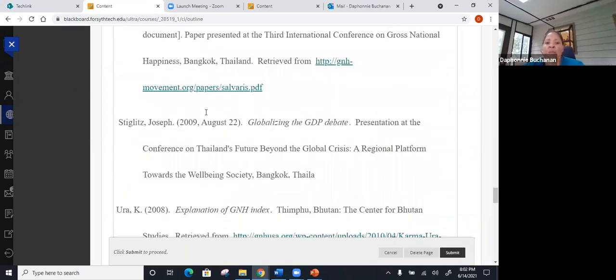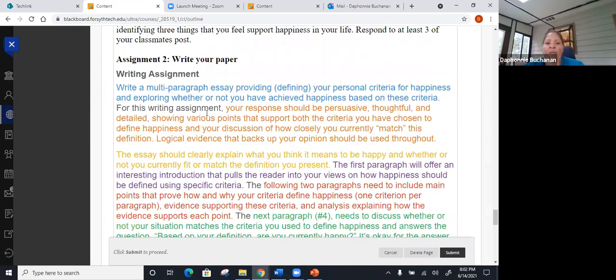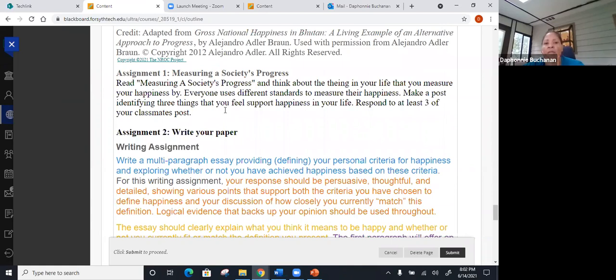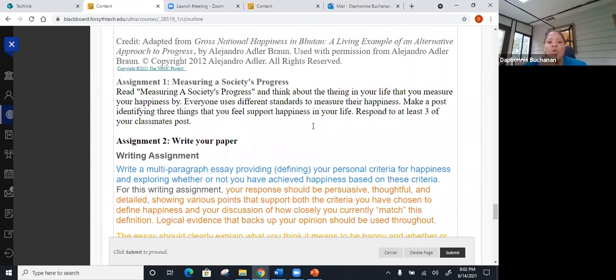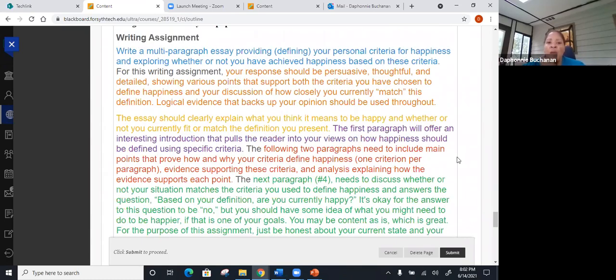It may not be the basis of this paragraph, but it is the basis of what you're going to write about, okay? So you are going to write a multi-paragraph essay defining your personal criteria for happiness and exploring whether or not you have achieved happiness based on that criteria.